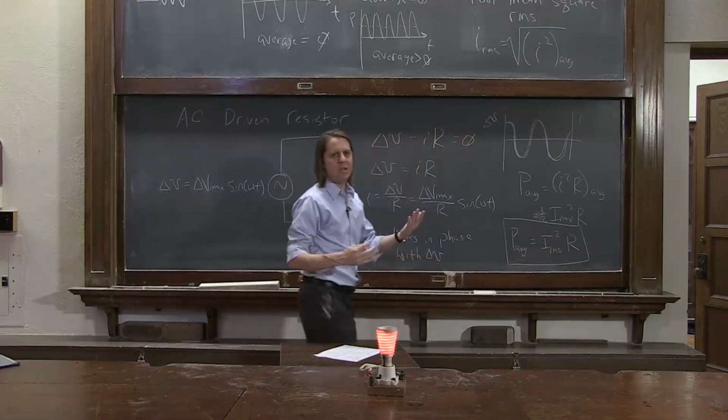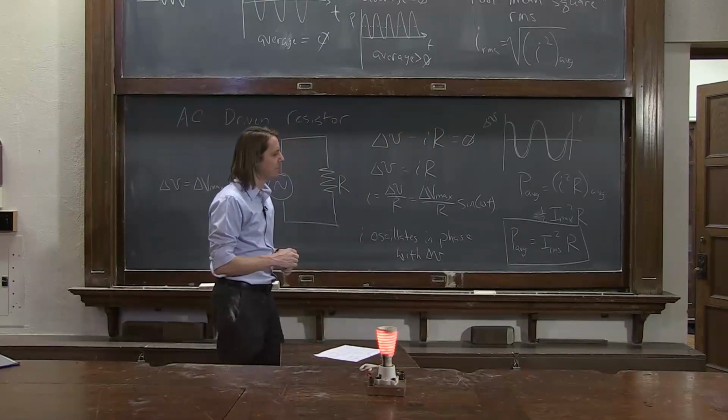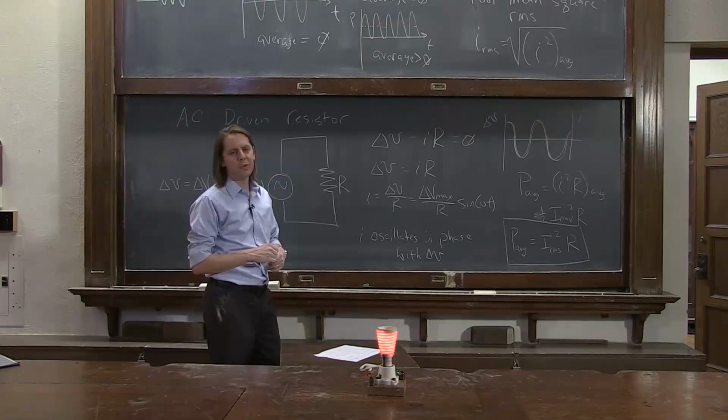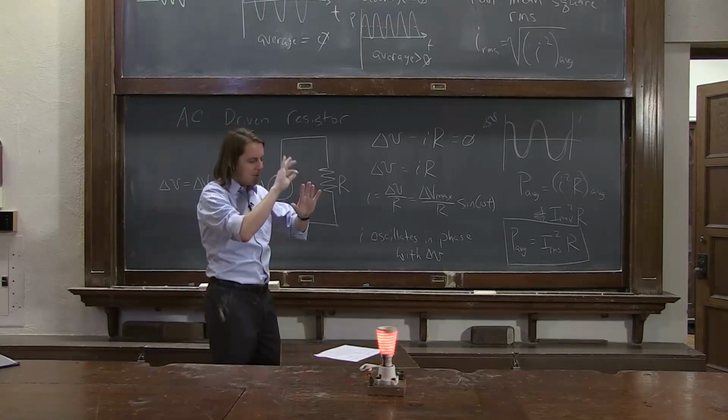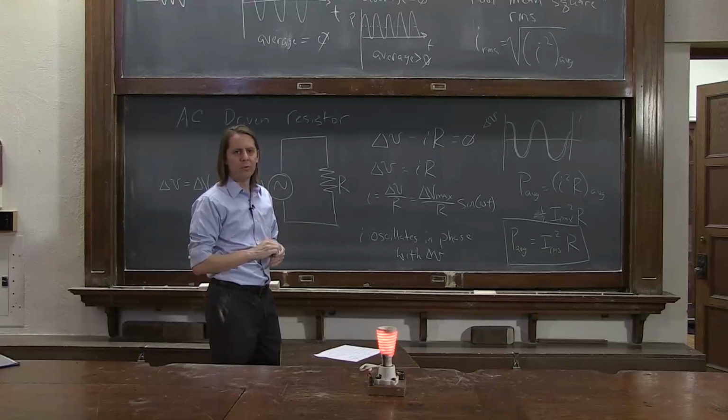So you can see this is a case where when we do averages and RMSs, it looks like the DC equation. P is I squared R. You could do the same thing for P equals V squared over R. So that's why those RMS averages are useful. They keep you from having to keep up with 2's and square roots of 2's.